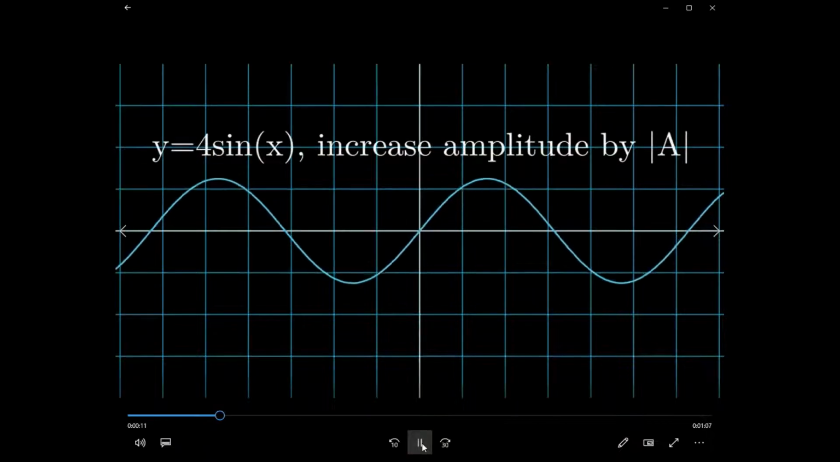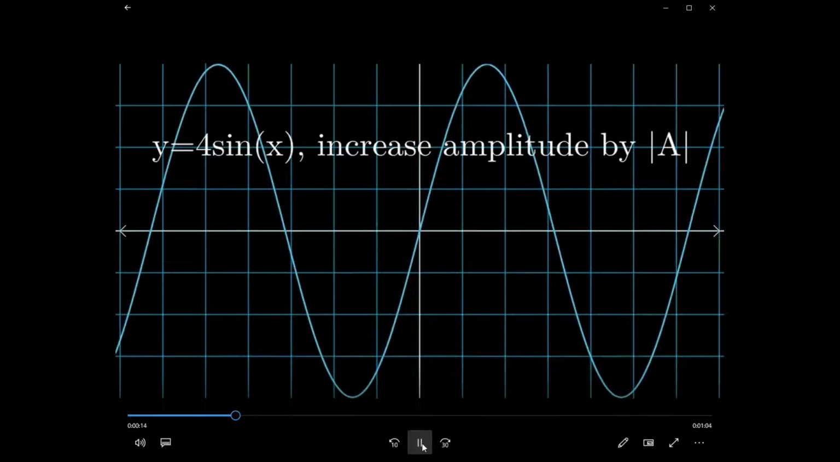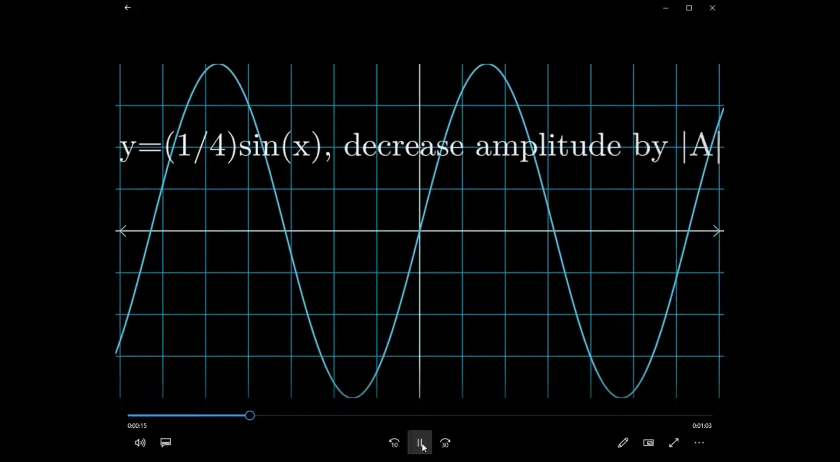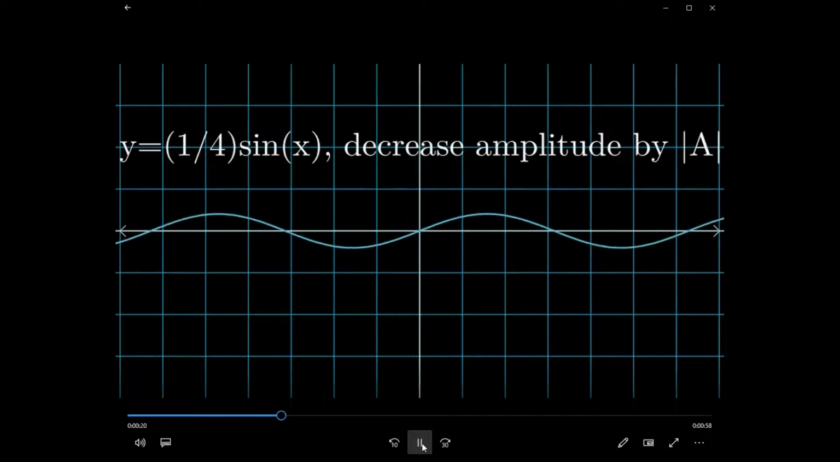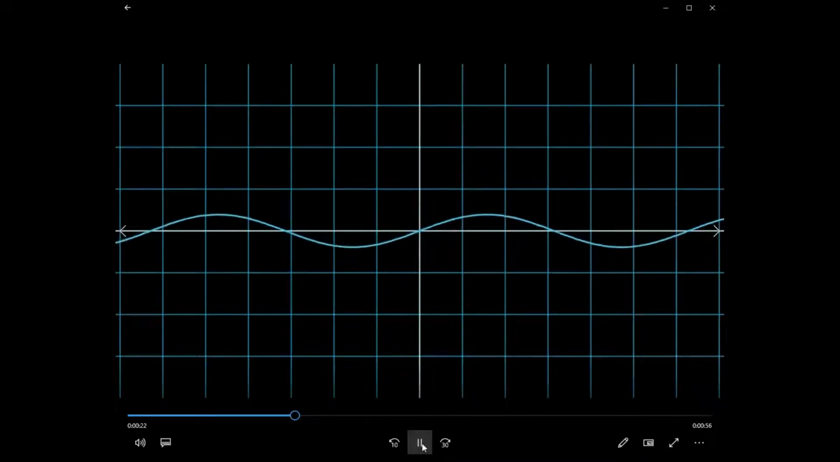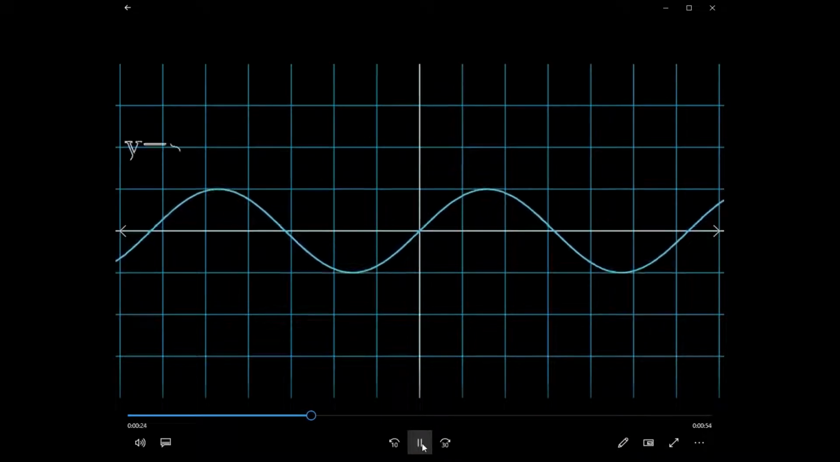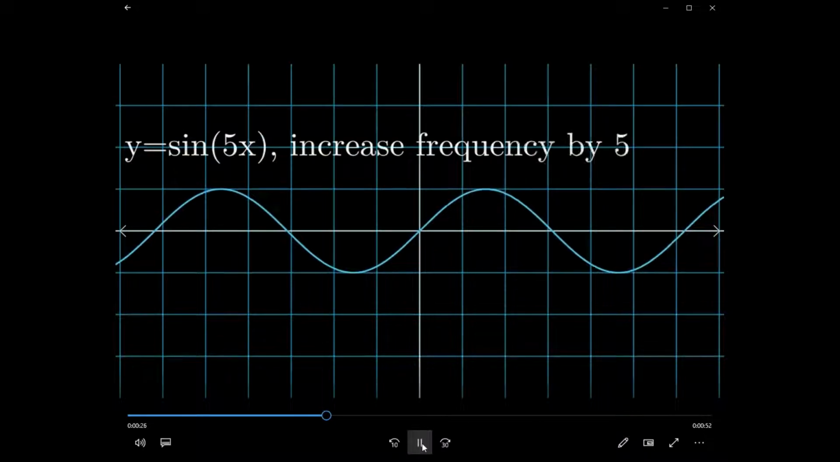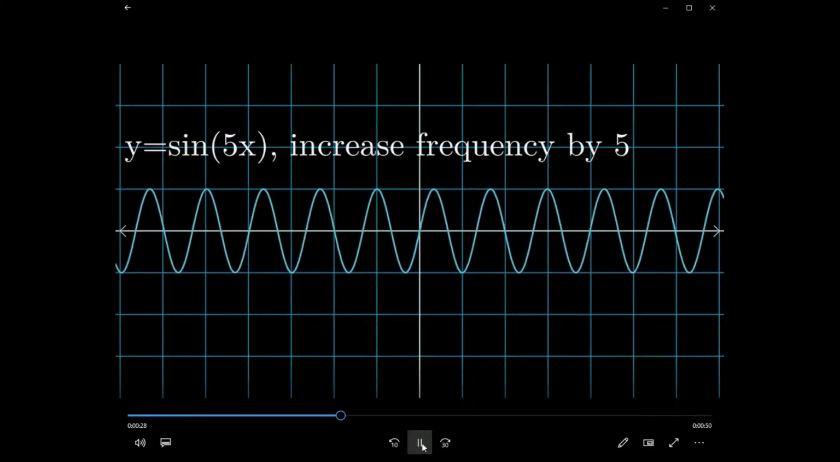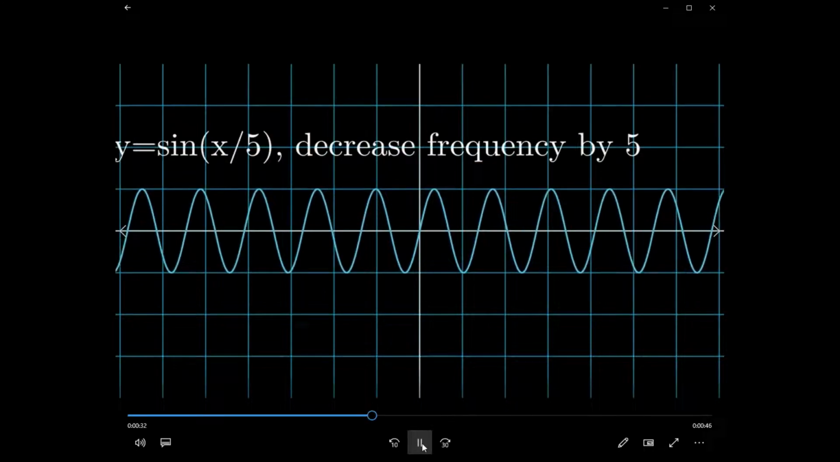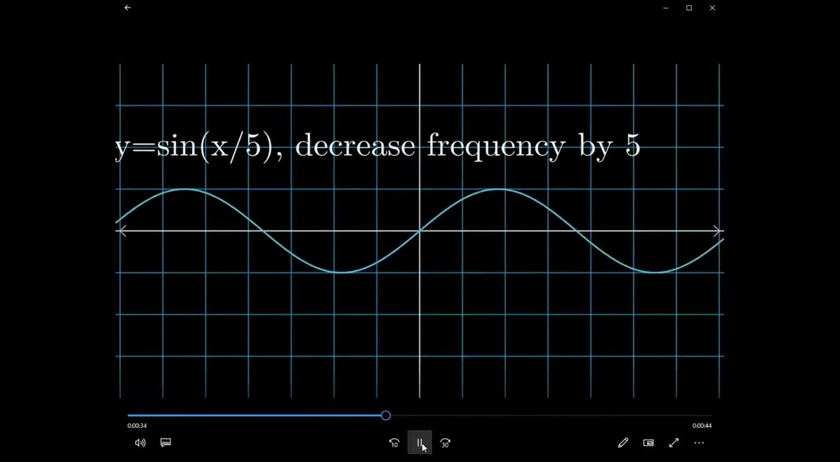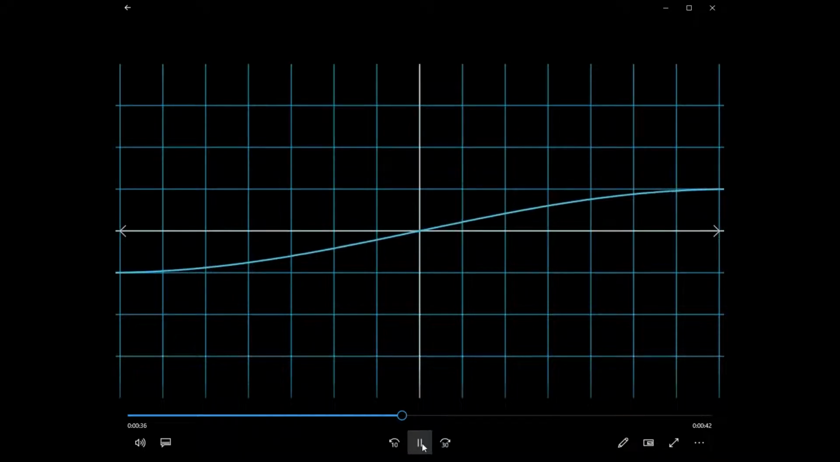The absolute value of a affects the amplitude, so if a is greater than 1, the amplitude increases. However, if a is between 1 and 0, the amplitude decreases. Similarly, the absolute value of b affects the period, frequency of the period rather. So if b is greater than 1, the period increases, the frequency increases. And if b is between 1 and 0, the frequency decreases.